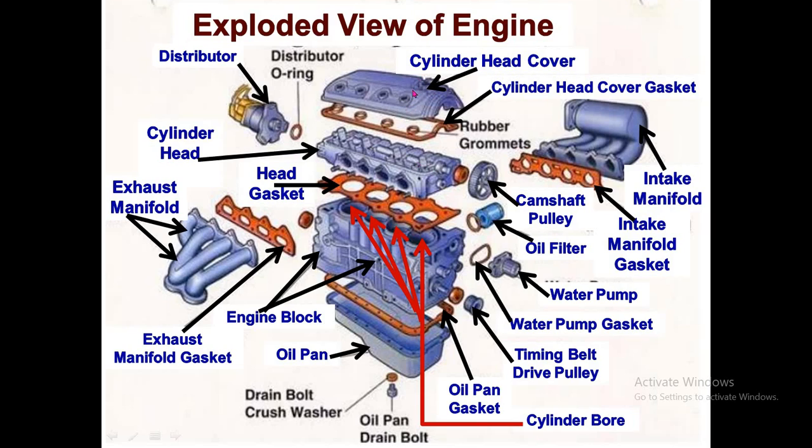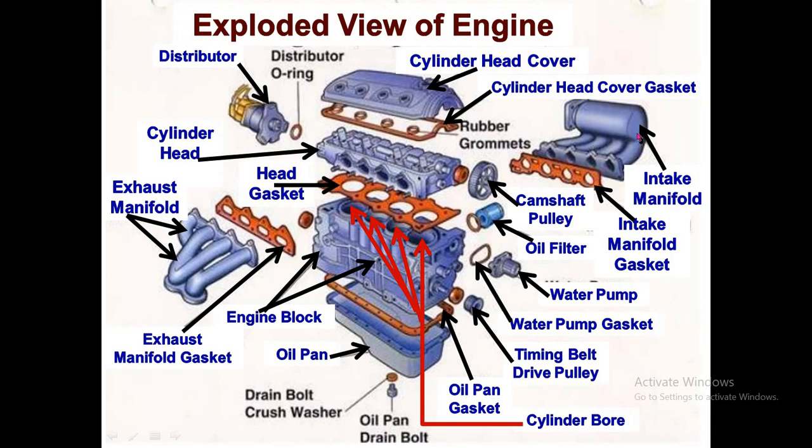This is the cylinder head over which the cylinder head cover is fitted with the use of a cylinder head cover gasket. So in between the cylinder head and cylinder head cover, there is a gasket which prevents the leakage of the gases. The next important part is the cylinder head. This cylinder head contains the valve mechanism, then the inlet manifold.